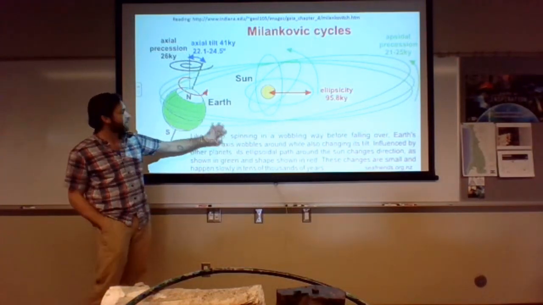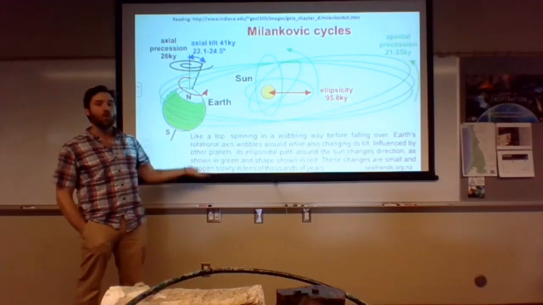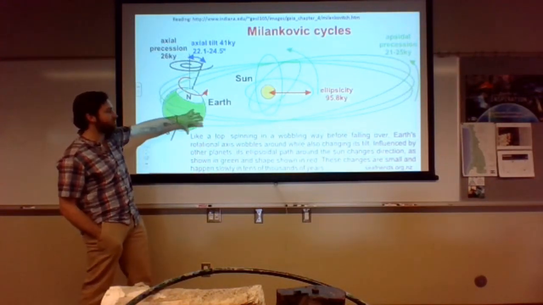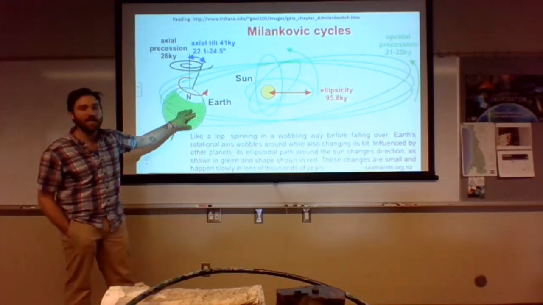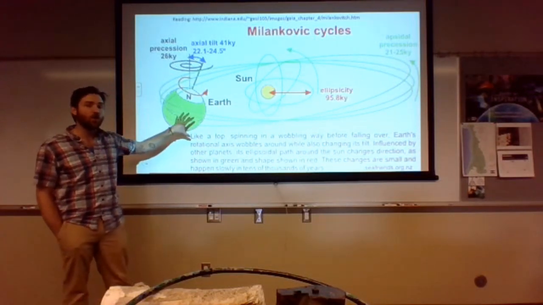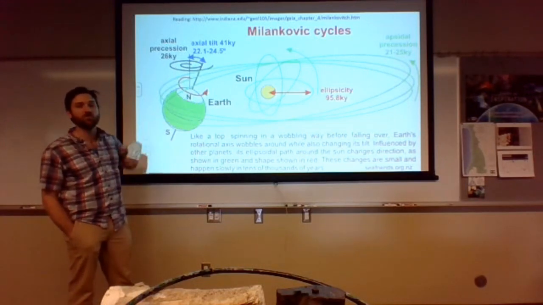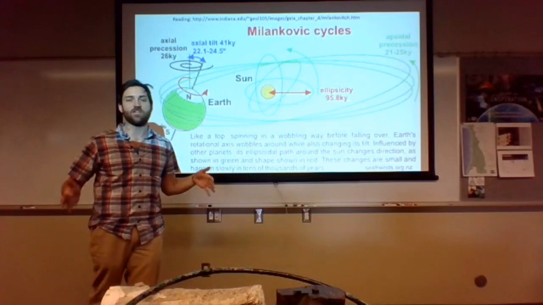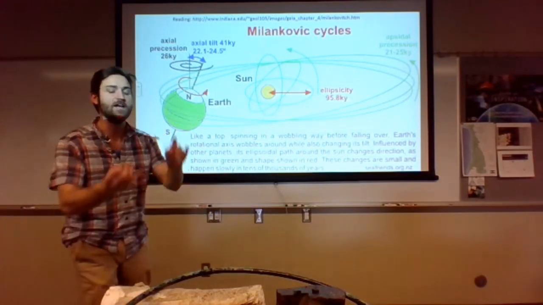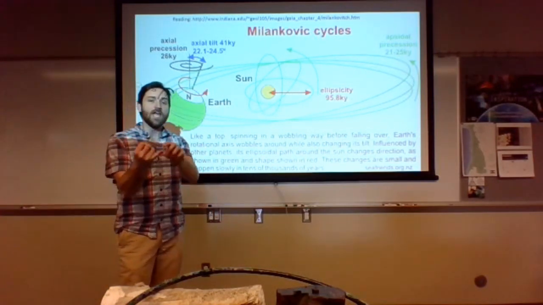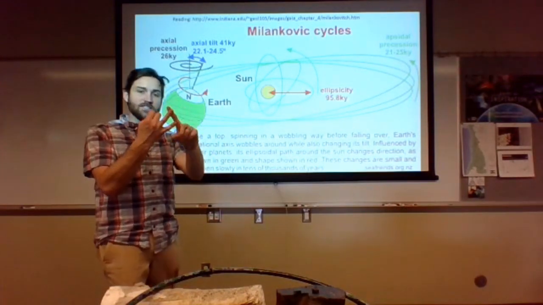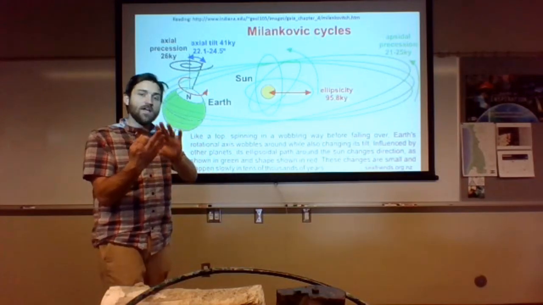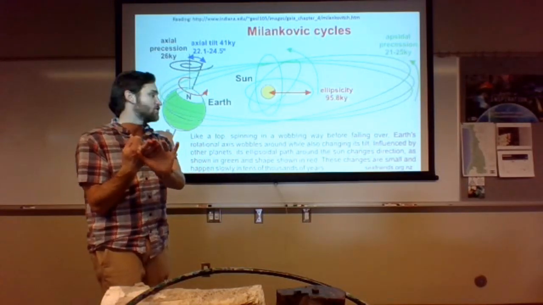So the analogy here is made to a top spinning and wobbling before it falls over. And the Earth has these several factors that it is wobbling, which ultimately have an effect on the amount of solar radiation that the Earth receives over not just decades and centuries, but over thousands of years, right? 100,000 year cycle in the eccentricity, a 26,000 year cycle in the precession, and a 41,000 year cycle in the change of the obliquity, or the change in the axis.